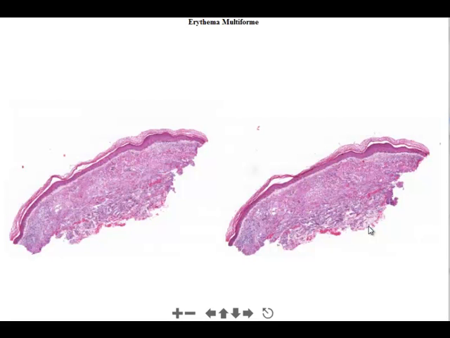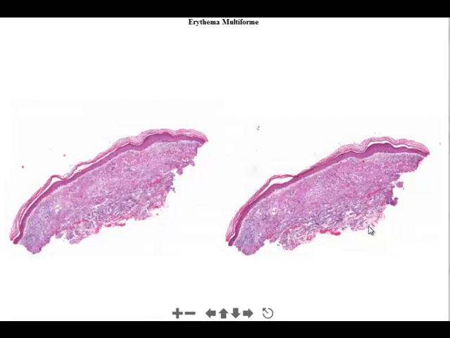The next case that we're going to examine is that of Erythema multiforme. Again, if you look in your video slide library along the left-hand side of the screen and go to the category of interface and lichenoid reaction patterns, the third group of specimens is that of Erythema multiforme.